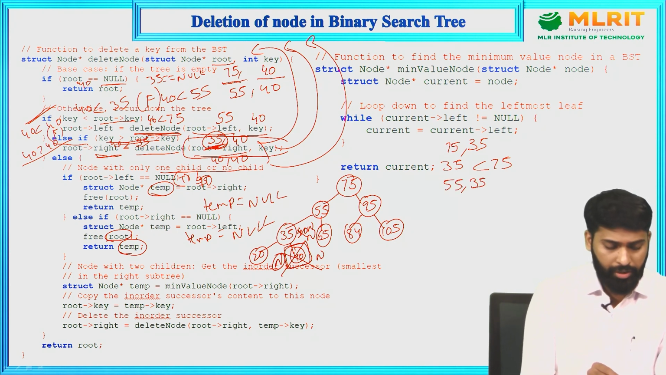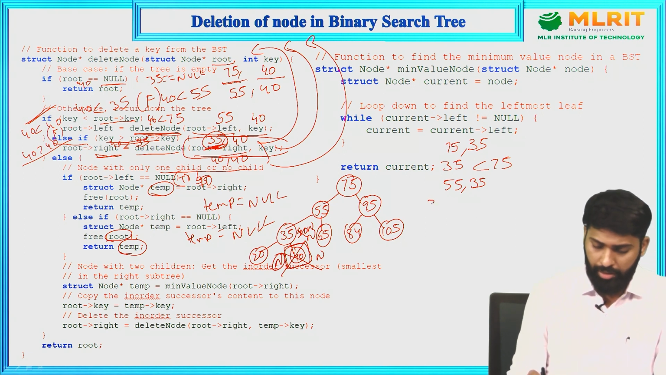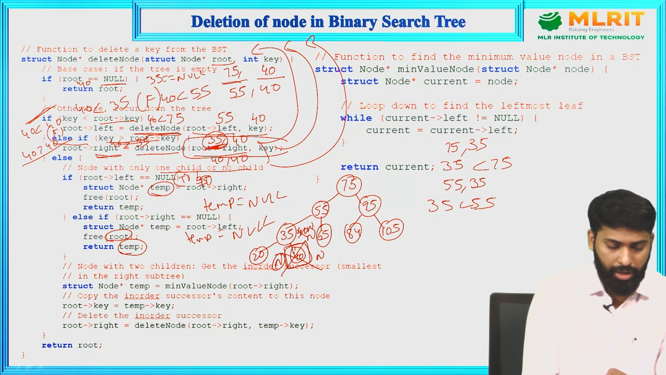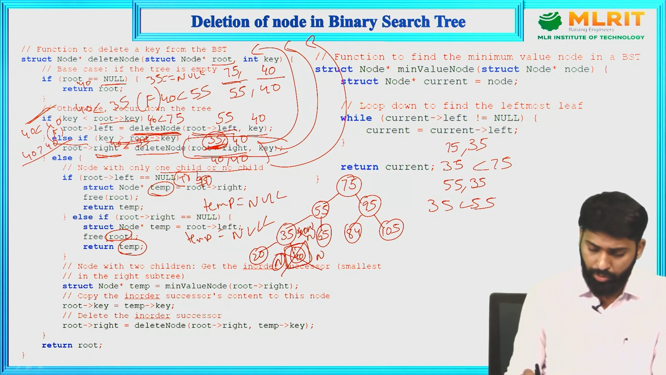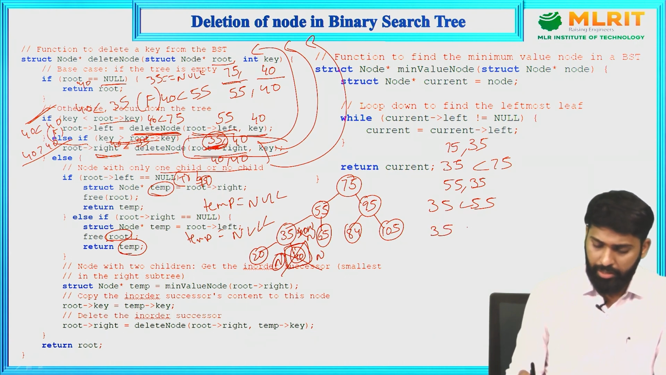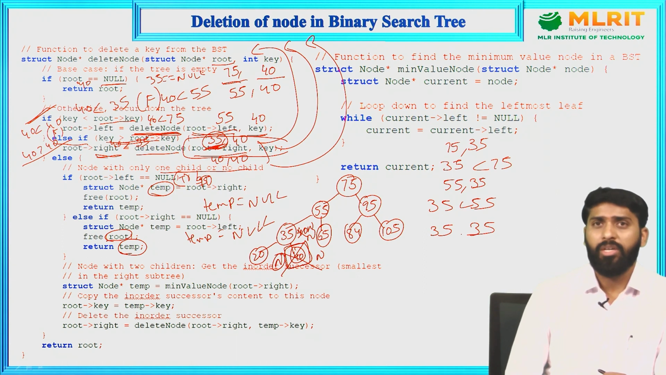Now again we call the same function. So root 55 equals to null? False. Then move to here. What is the key? 35 less than 55. Yes, it is true. So again we call the same function delete node root arrow left. What is the root arrow left? 35. So root and key is also 35. So both are 35 in this case.